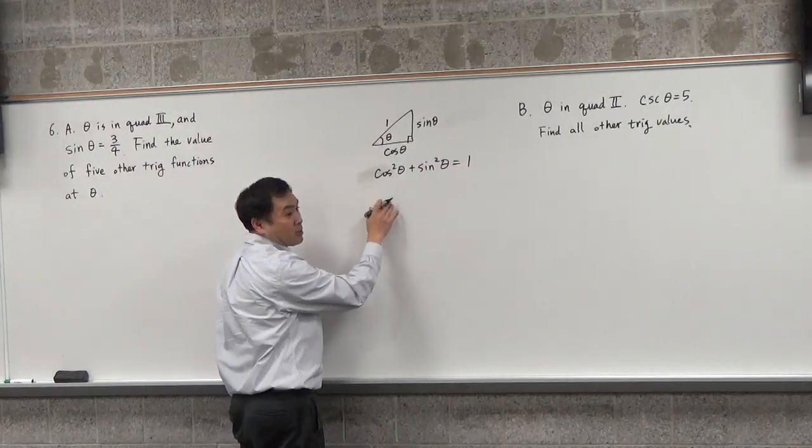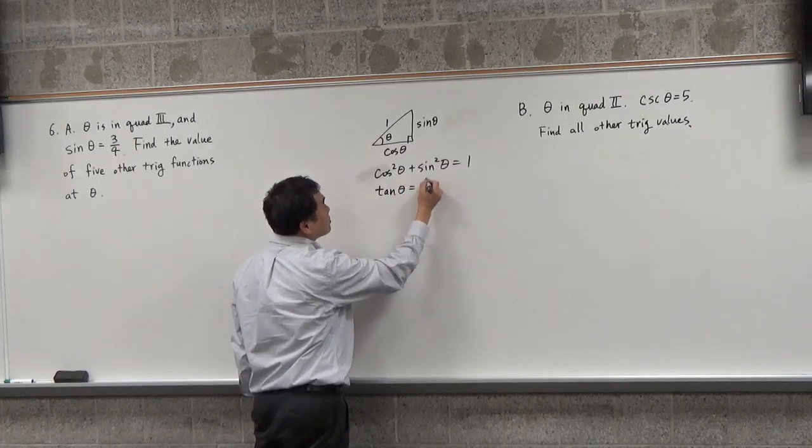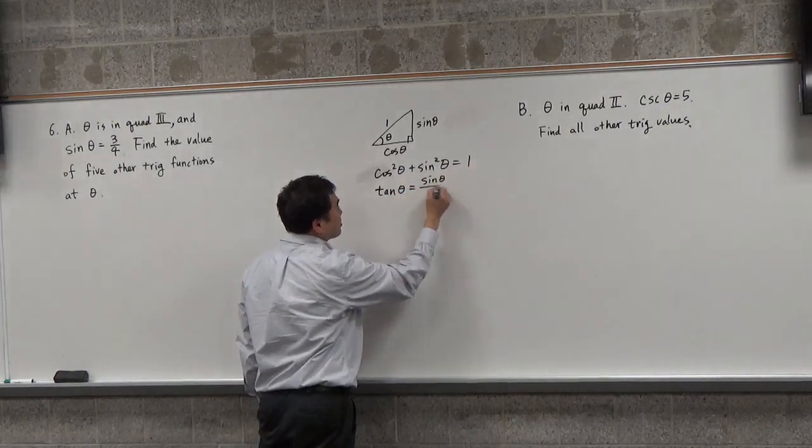What's another formula that you get from here? Tangent of theta is sine theta over cosine theta. Very important.